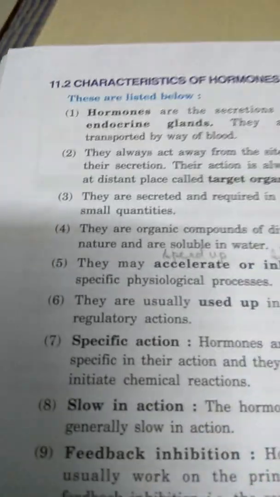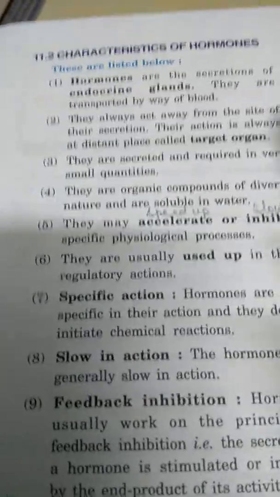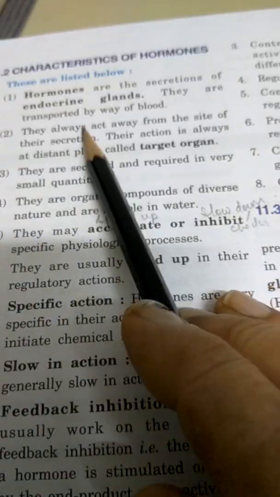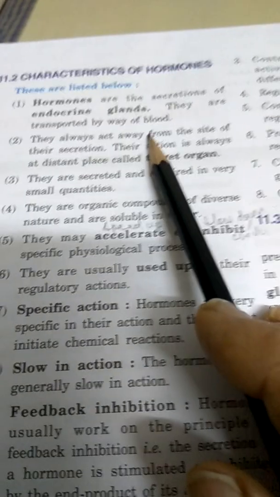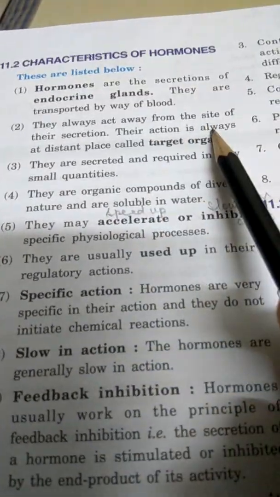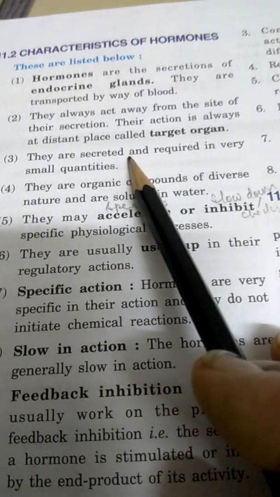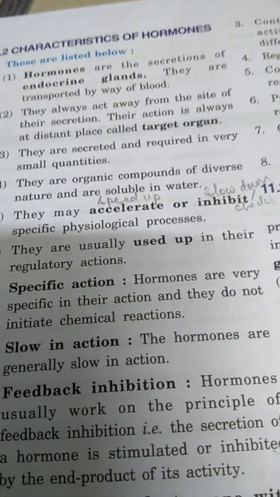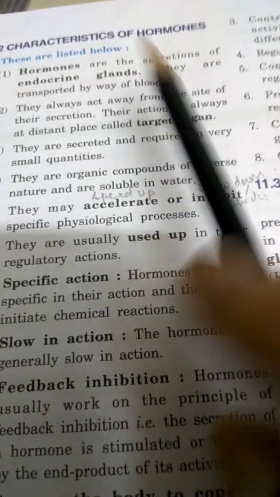Now we will come to the characteristics of hormones, the properties of hormones. So many points are given, so we'll just go through each and every point. Hormones, as we all know, are the secretions of endocrine glands and are transported by way of blood. That is, they are transported from the endocrine glands to their target organ through the blood.